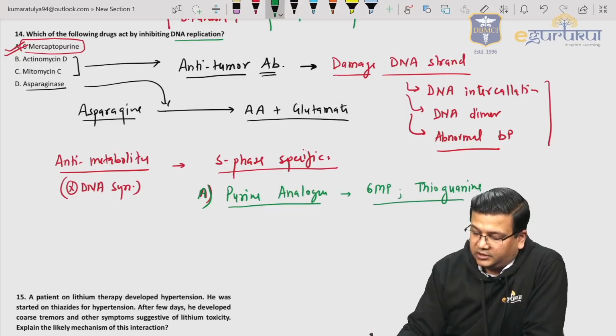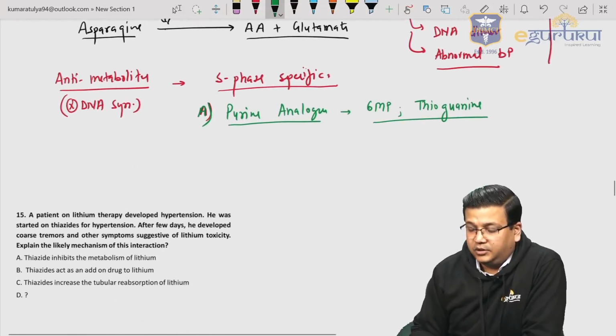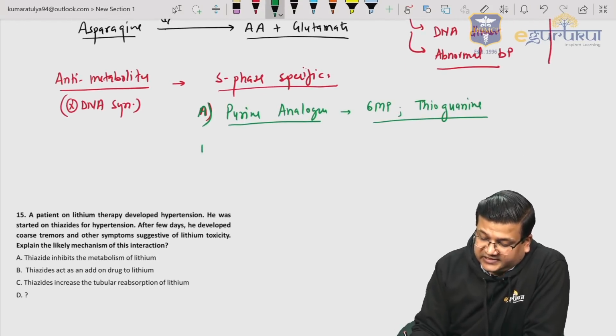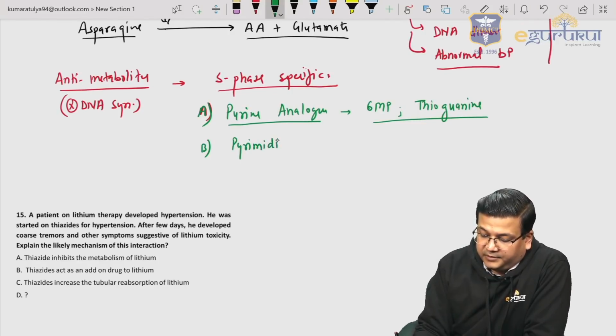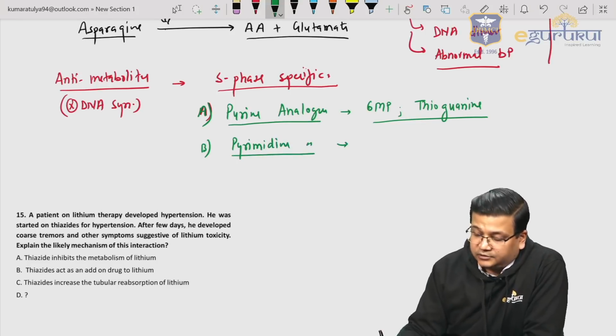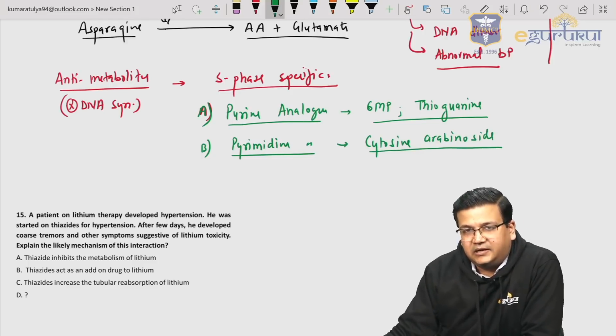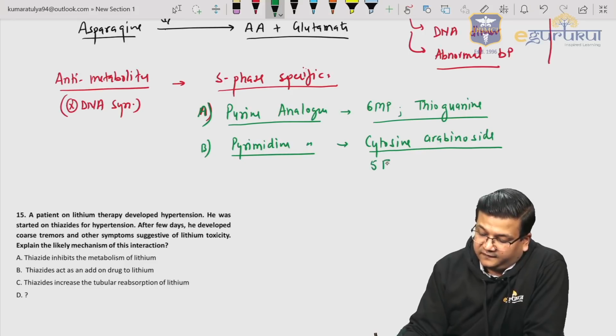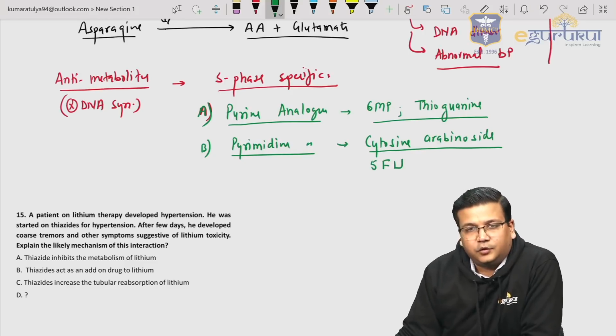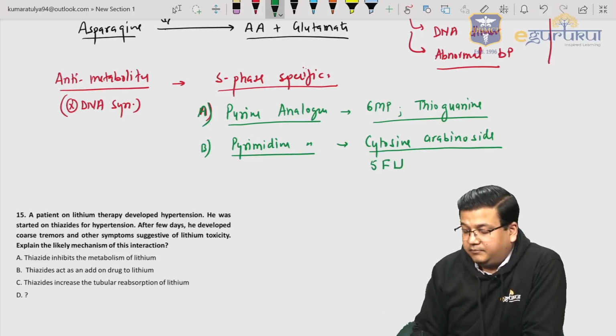These are the two important molecules, 6-mercaptopurine and thioguanine, purine analogues. The second type of S-specific drug is pyrimidine analogues. Which are the pyrimidines? We know cytosine. So the first drug is cytosine arabinoside, also known as cytarabine, and 5-fluorouracil. These are two important pyrimidine analogues.